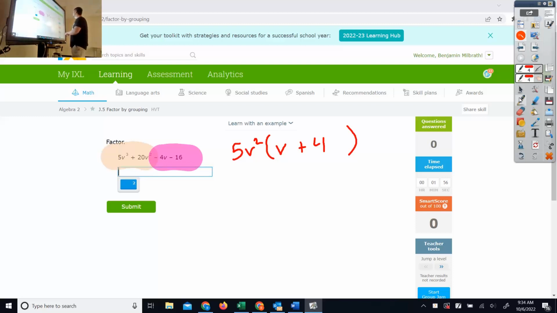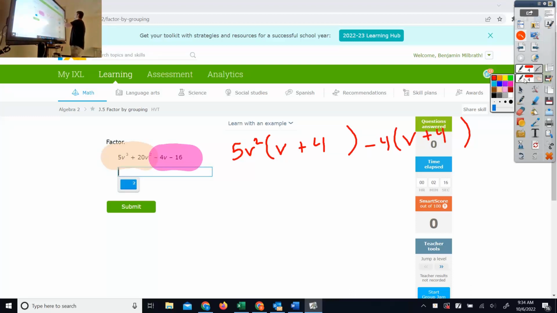Now, the second grouping has a negative 4b minus 16. 99 out of 100 times, if you can pull a negative, you pull a negative. If you pull a negative 4 from negative 4b, you'll have a positive b left over. If you pull a negative 4 from a negative 16, you'll have a plus 4 left over.